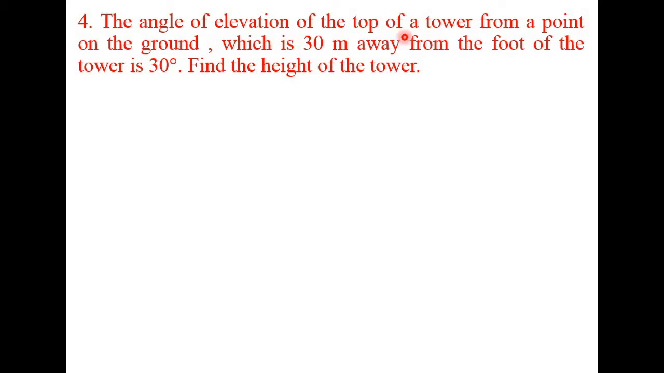The angle of elevation of the top of the tower from the point on the ground is given. The distance is 30 meters, and the angle of elevation is 30 degrees. We have to find the height of the tower. Let us draw the figure. Here AB is nothing but the height of the tower.